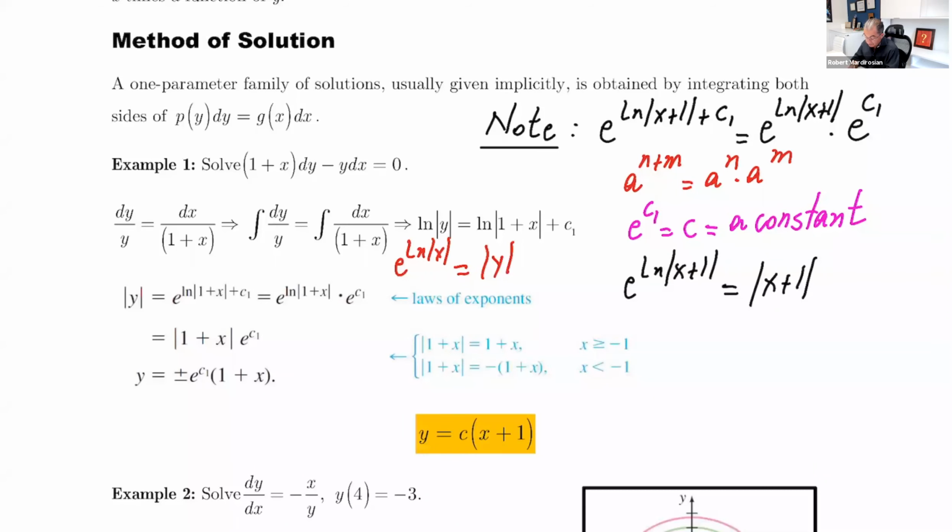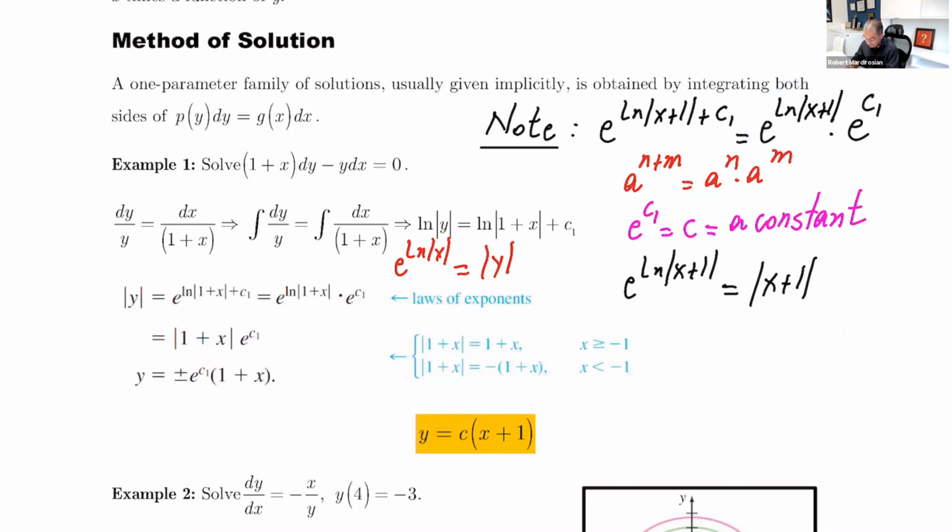However, I put a note here for you. E to the power of ln absolute value of 1 plus x, or x plus 1, can be written as e to the power of ln absolute value of x plus 1 times e to the power of c. And again, same rule that we used in the last example. The laws of exponents: a to the power of n plus m can be written as a to the power of n times a to the power of m, and that's what I did here.